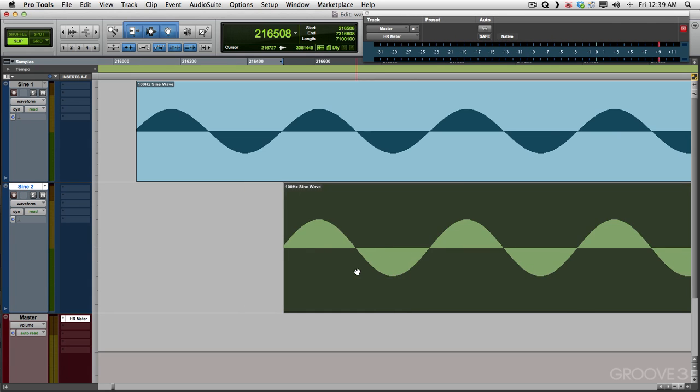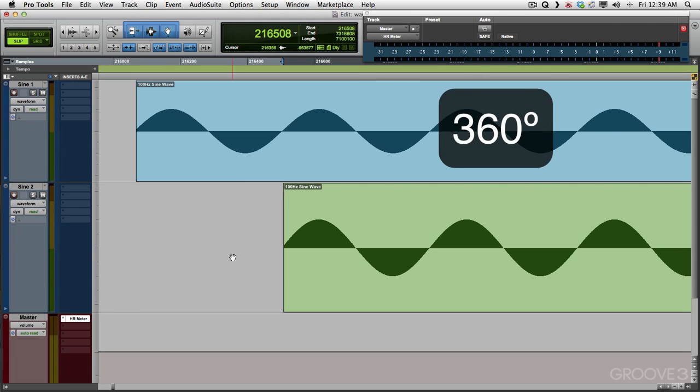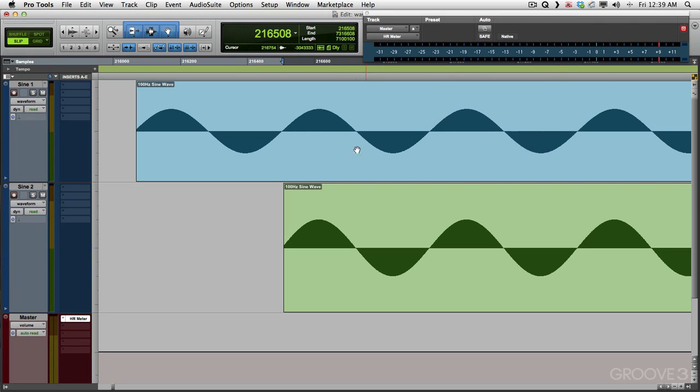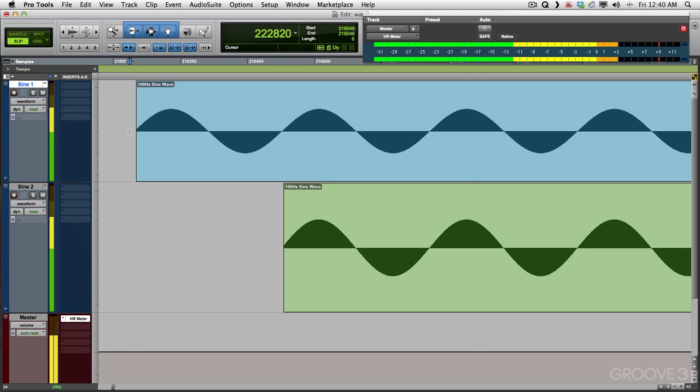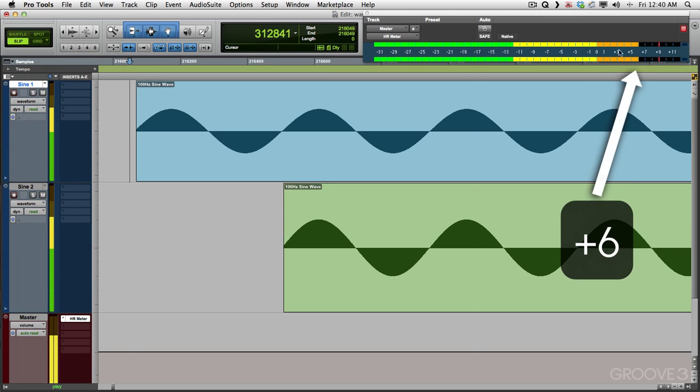And if we go further, now it's 360 degrees. So now if you notice, it looks exactly the same. This goes up, this goes up. This goes down, this goes down. So it basically cycles to start over again. So it should be +6 again. And it is, right here.